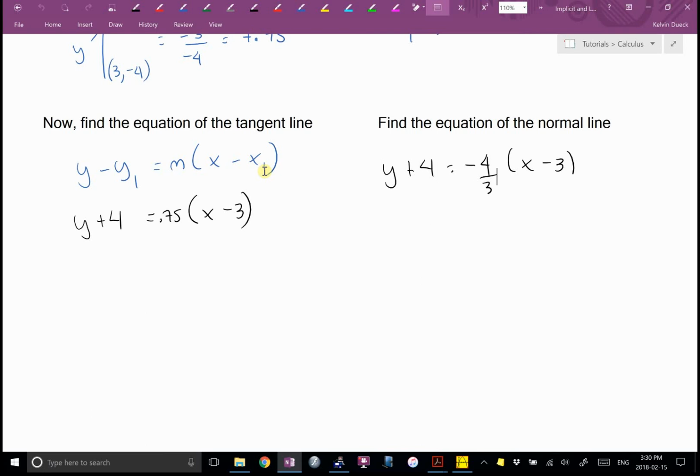I wore my E-shirt yesterday. Oh, should have worn my E-shirt today.